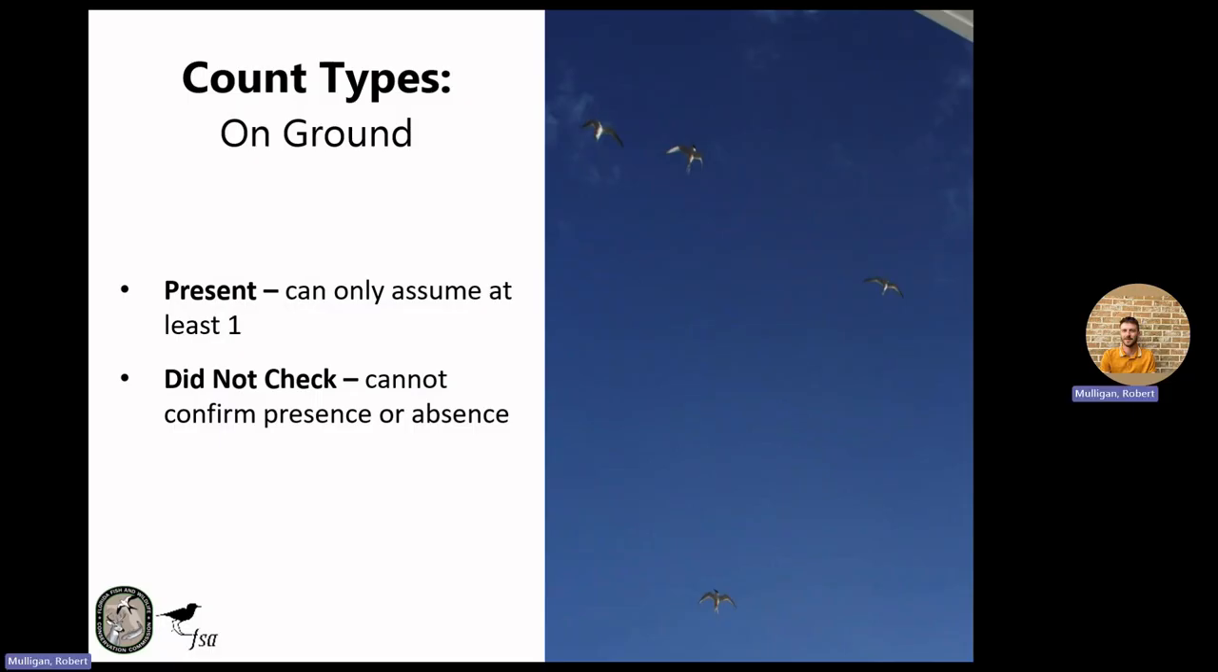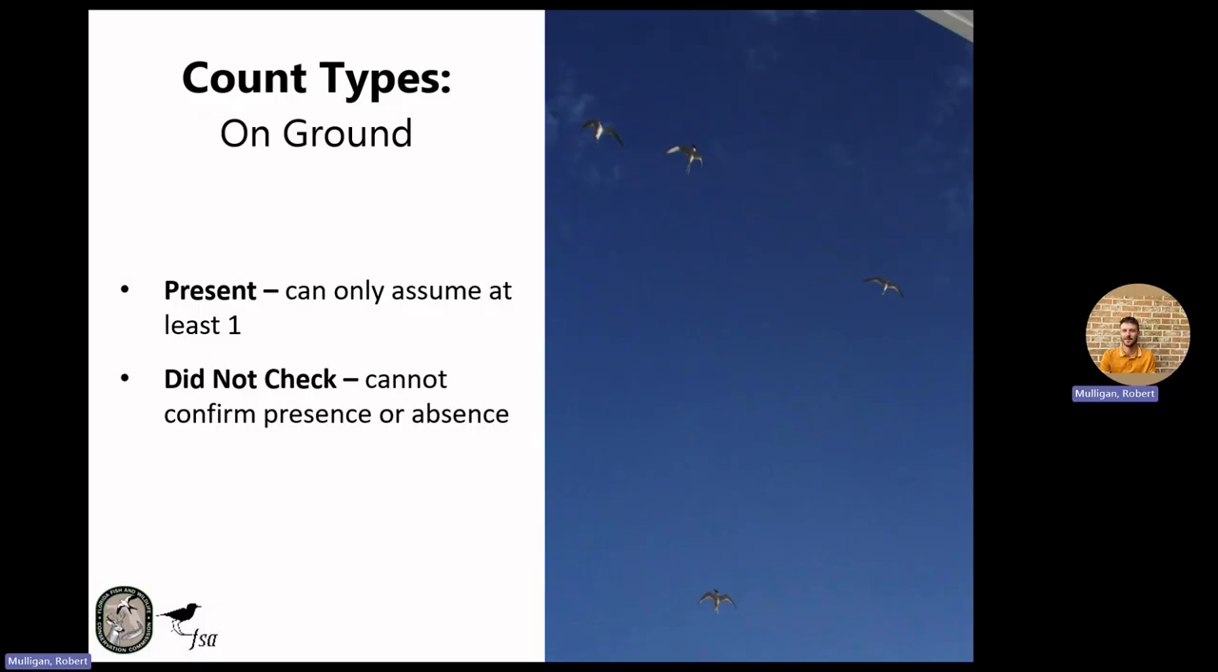You can also report chicks as present. Again, reporting present has limited utility, as present equals 1. There was at least 1 chick at this rooftop. Finally, we have did not check. Use this when you cannot confirm if adults or chicks are present.